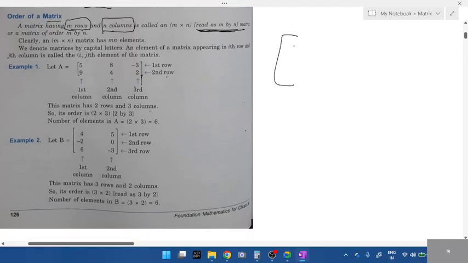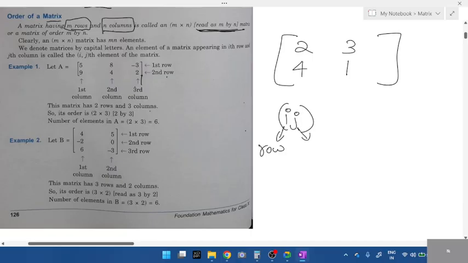Now look here. We denote all the elements by letters i and j, students. You can take any letter. They've given i and j. If I write 2, 3, 4 and 1, let me denote i and j. What do i and j stand for? i stands for row, students. Whatever you write first, that is for row. j stands for column. The second one is for column.